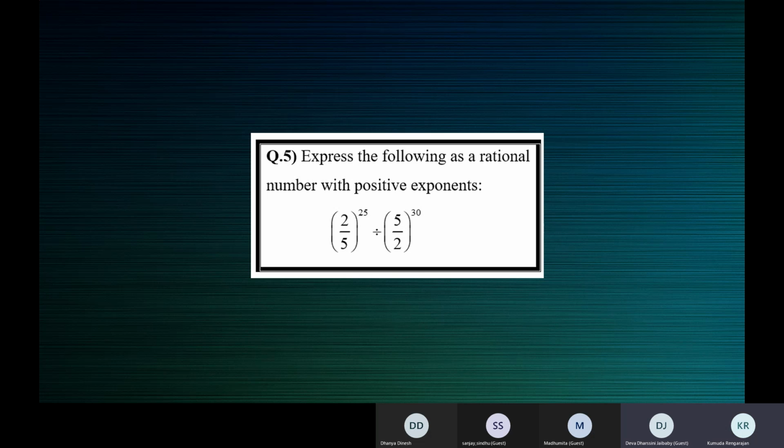You have to simplify, and you need not find the value. You have to leave it in the exponential form. That is, there should be the base, there should be the power, but the power should be positive. You should simplify this, and the answer you must leave in the exponential form. Try, children.